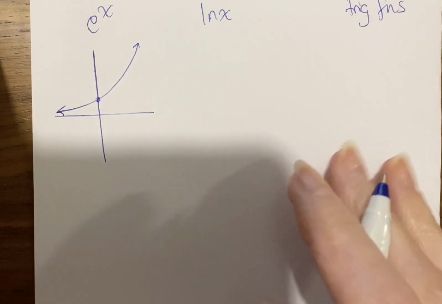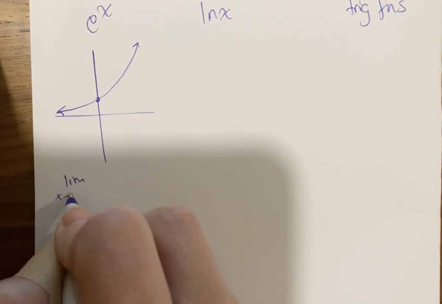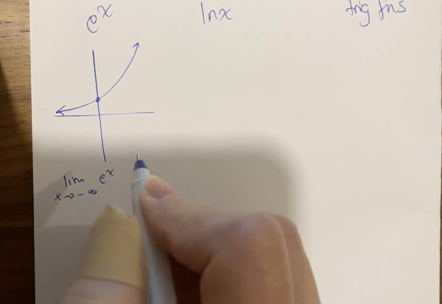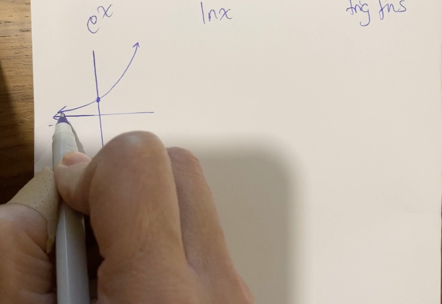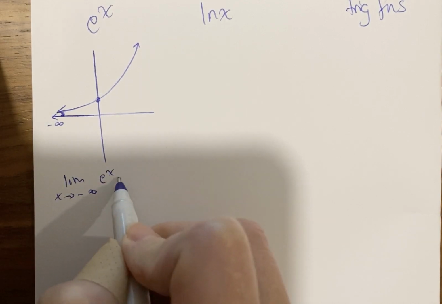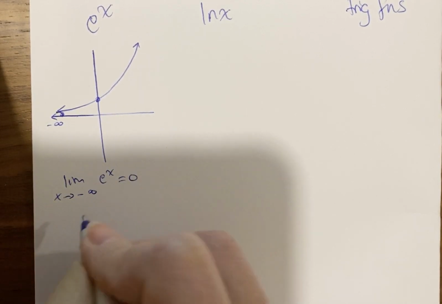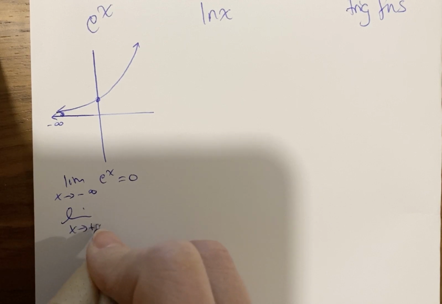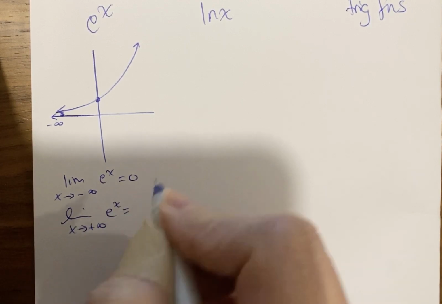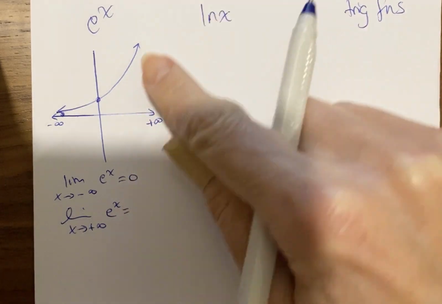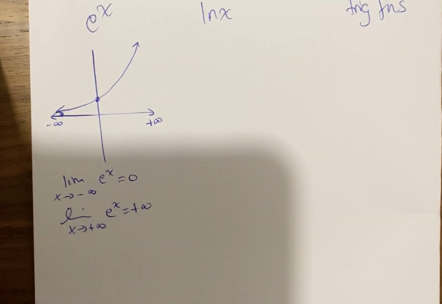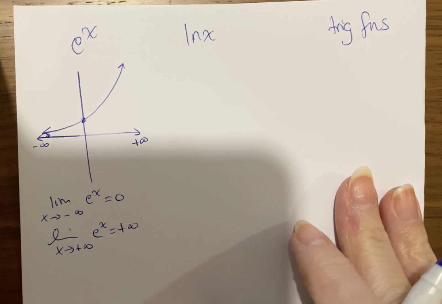What does that mean? It means that the limit at minus infinity of e^x, what happens on the left tail as x goes to minus infinity? What do you notice? e^x approaches 0. Limit as x approaches plus infinity of e^x is what? When x grows to plus infinity, what's happening to the function? It's growing to plus infinity as well. So this is very important.